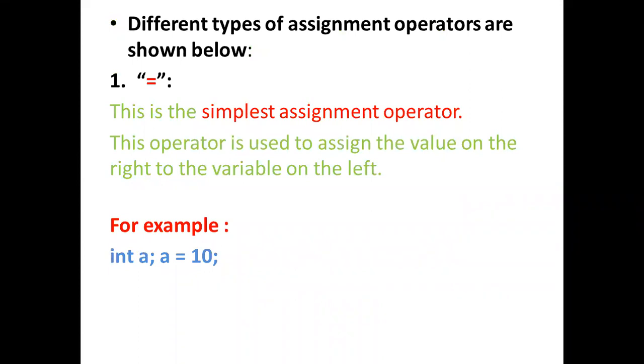There are 6 kinds of assignment operators. First one is equal to. This is a simple assignment operator. This operator is used to assign the value on the right to the variable on the left. For example, we have declared a variable a equal to 10. We have assigned value 10 to variable a.